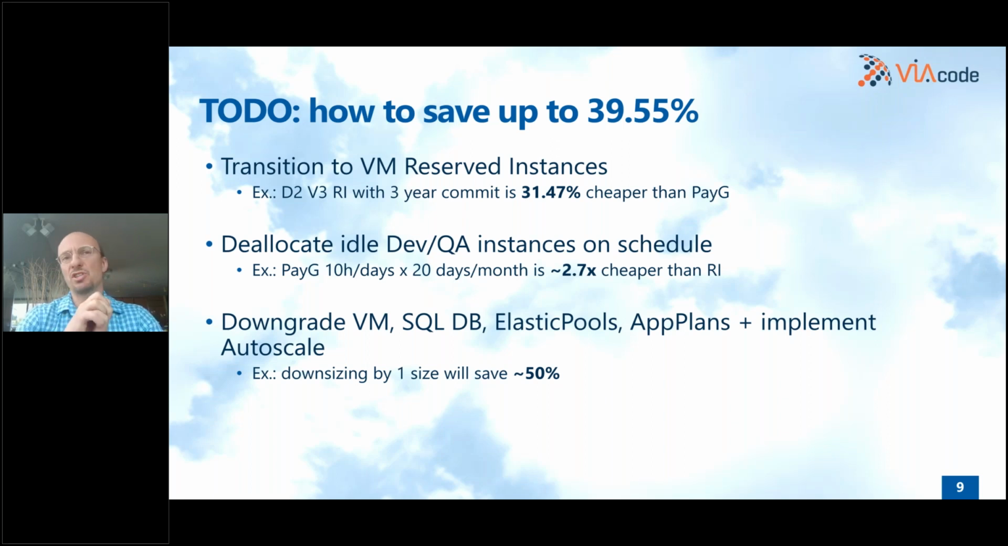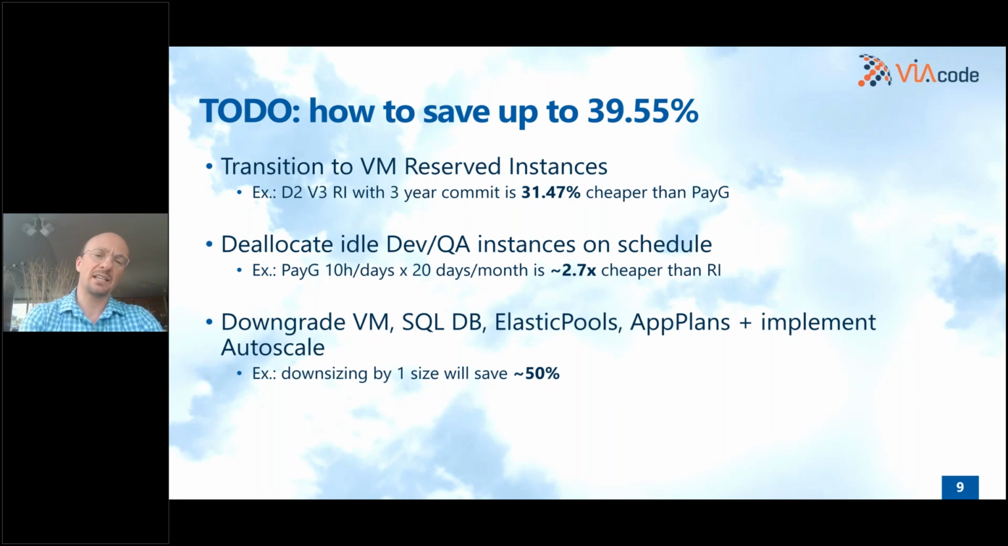But that's not that simple. As I mentioned, some of your resources are idle, like your dev and QA environments. I did a quick math, and if, for example, you run those resources 10 hours a day, 20 days a month, it would be cheaper than reserved instances. So it's not a black and white answer, and you need to analyze your workloads and your parameters, and we can help you with that if you need some recommendations for that area.